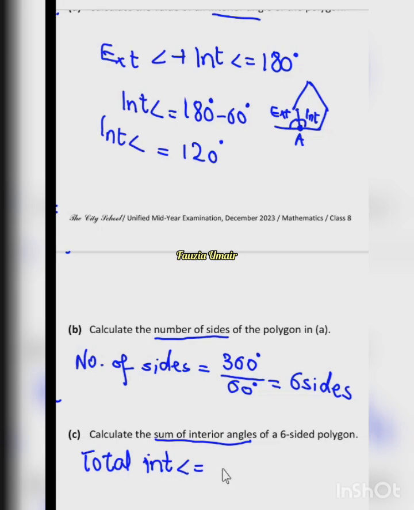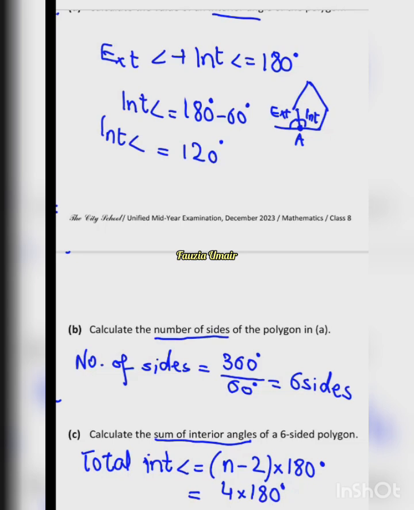N minus 2 multiplied by 180, where n is the number of sides. So it's a six-sided polygon. So 6 minus 2 means 4 into 180. What is the interior angle sum of a six-sided polygon? What is 4 into 180?